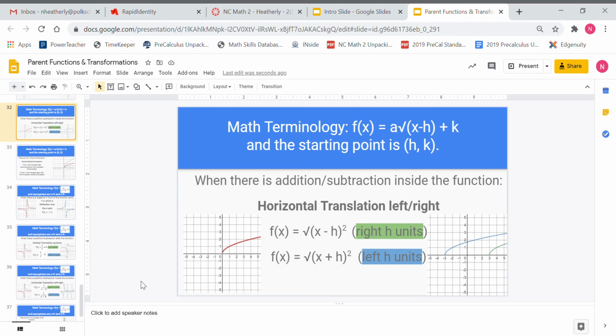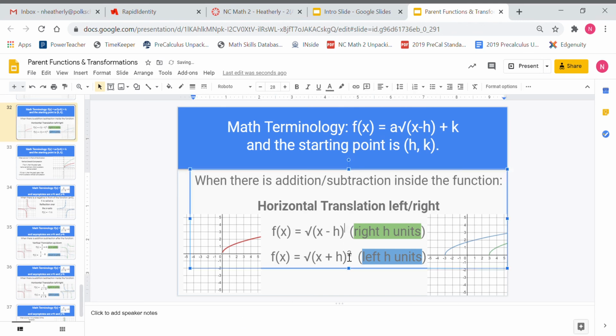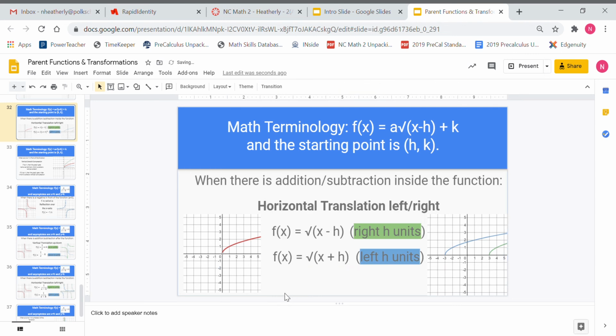Same thing about left and right. Oh, those shouldn't be squared. If you've got a square root function, inside that square root or underneath that radical, you're going to have a minus h, which goes to the right, and you'll have a plus h, which goes to the left. So those are color-coded on the graph for you.